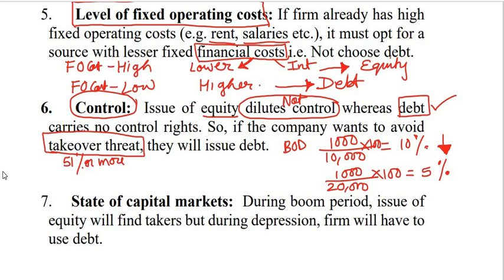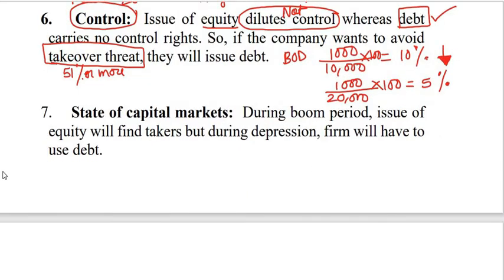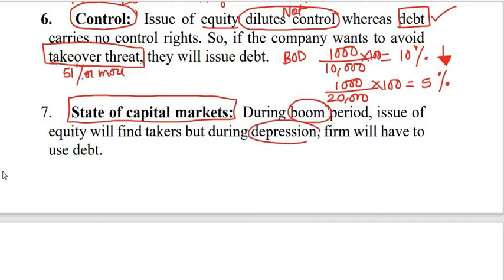Okay. Next is state of capital market. Capital market is your share market or securities market. Sometimes there is a boom period in the market and sometimes there is depression. By boom period I mean when the share prices are rising. When the share prices are rising, we say it is a boom period. And a depression period is a period when the share prices are going down or declining.